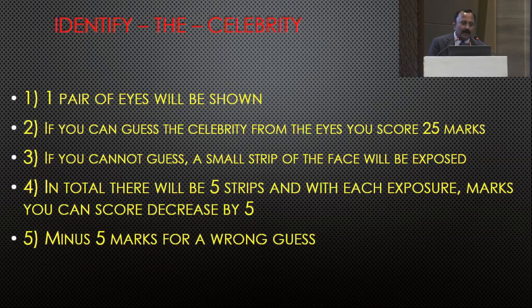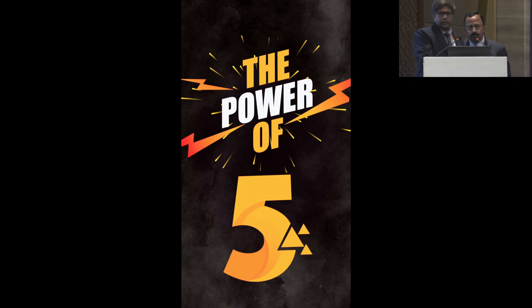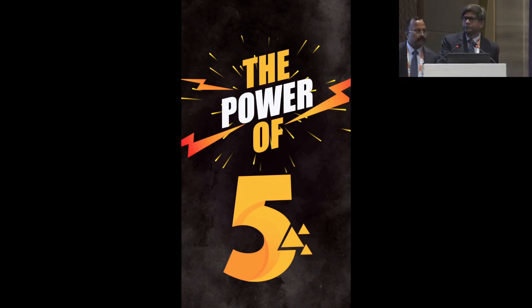The fifth one would be identify the celebrity, and a pair of eyes will be shown. If you can guess the celebrity from the eyes, you score 25. If you cannot guess, a small strip of the face will be exposed. In total, there will be 5 strips, and with each exposure, the marks you can score decrease by 5, and minus 5 marks for a wrong guess. So please be careful. Thank you, and over to Dr. Sugata.